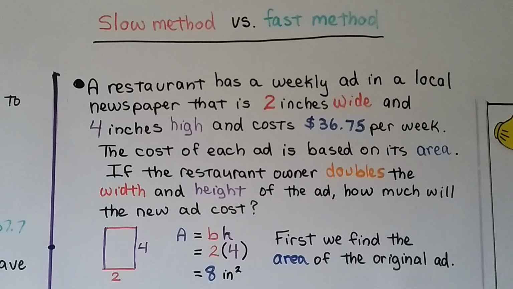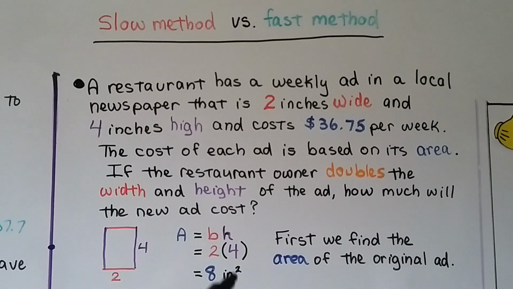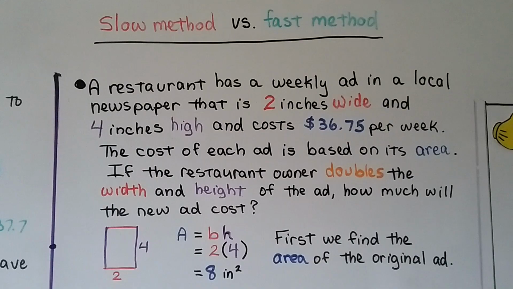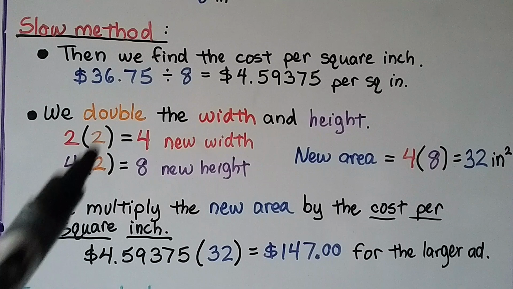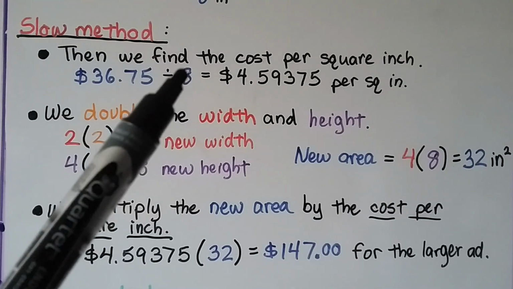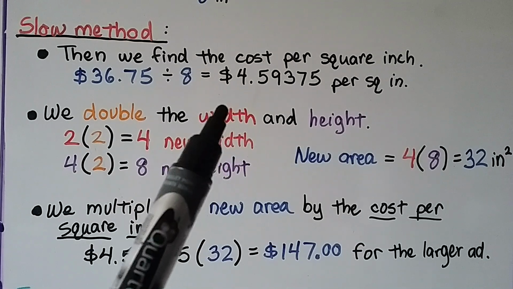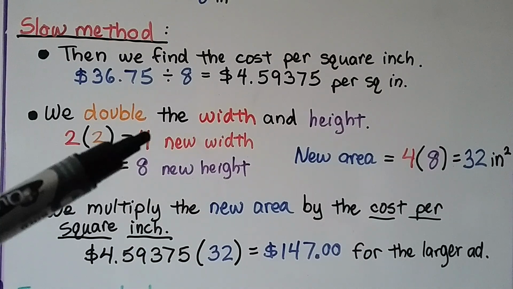So first we find the area of the original ad. It's a 2 by 4, and that gives us an area of 8 inches squared. That's $36.75. So here's the slow method of solving this. We find the cost per square inch because that's what the ad is based on. It's by area. So we take the $36.75 and we divide it by 8, the area of that ad. And we find out that it costs $4.59375 per square inch.